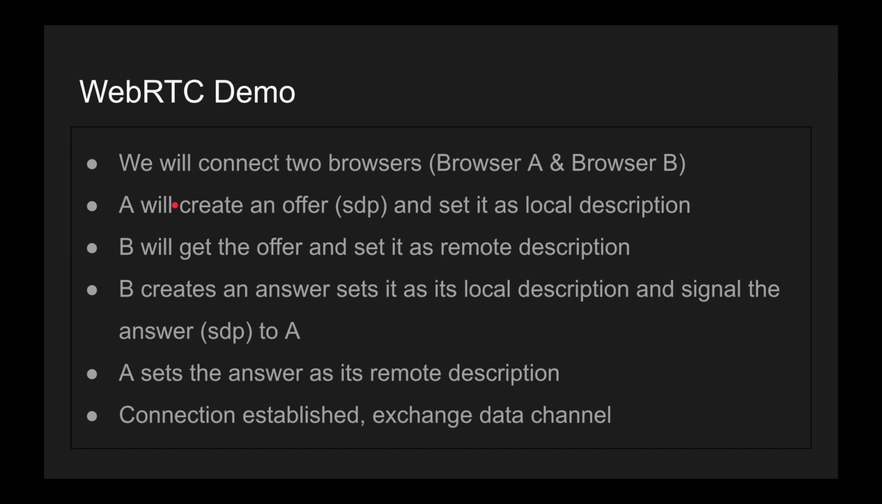Browser A will create an offer, that's the SDP, and set it as its local description. B will get the offer, so we send that string to browser B, and B sets it as a remote description. Then B creates an answer and sets it as its local description, because that's its own SDP, and we signal the answer back to A by copying the string and pasting it. Then A sets the answer as a remote description, and that will establish the channel, right?